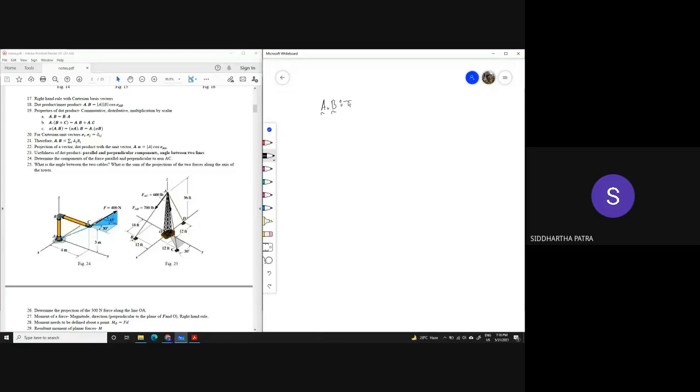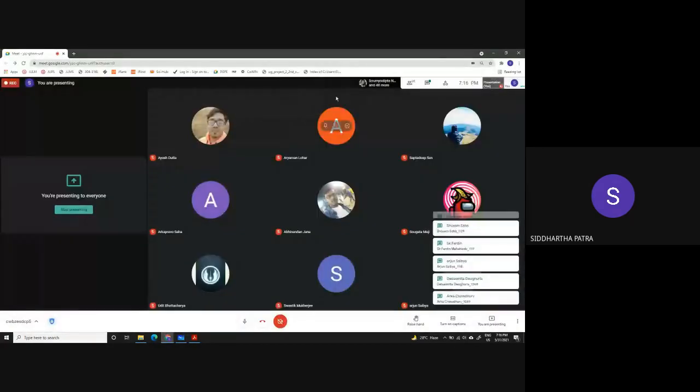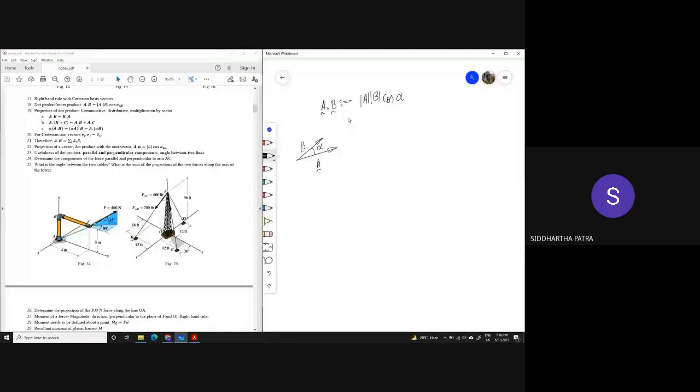So this right here is a definition sign. The dot product is simply the magnitude of A and B multiplied together, and then cos of alpha, where A and B are two vectors, and alpha is the angle between the two.